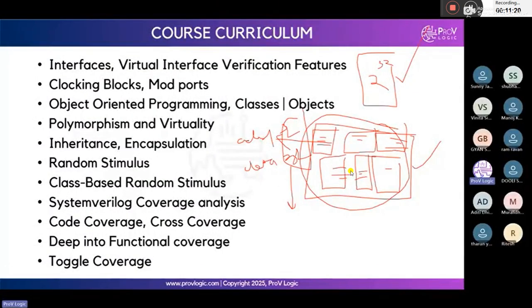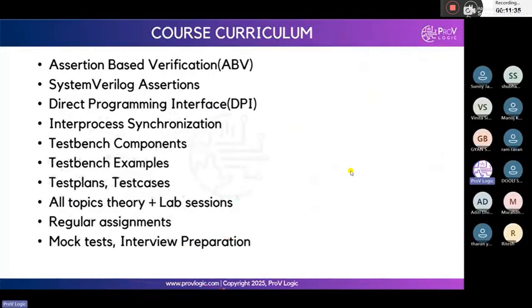That's what functional coverage, toggle coverage, cross coverage, and code coverage are. There are different types of coverages. Okay, we are going to see those coverages clearly.